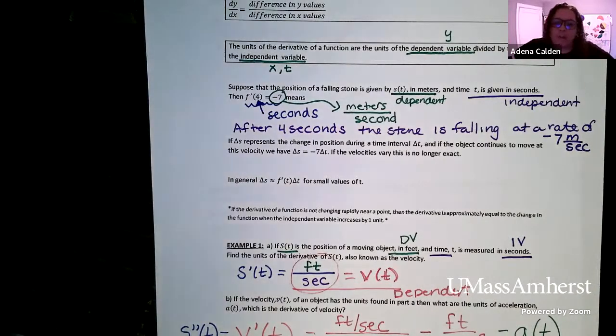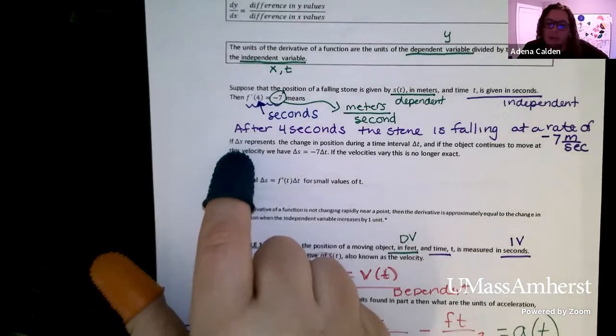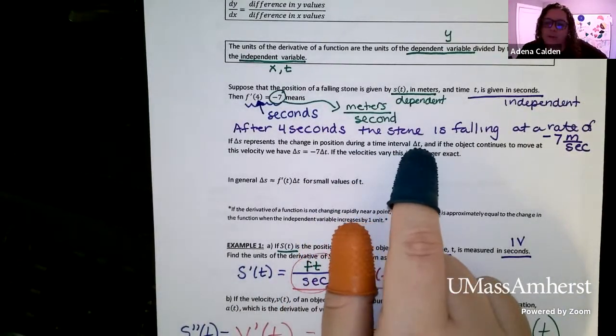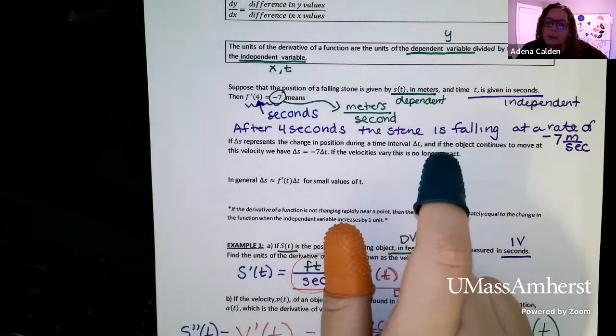If the change in position, so that's what that triangle is, represents a change in position during a time interval, delta t, so over some small period of time.